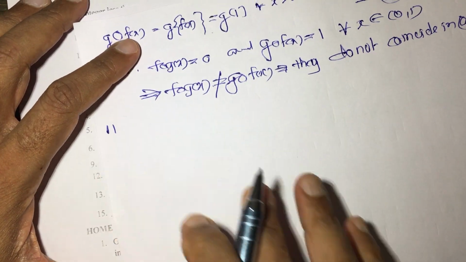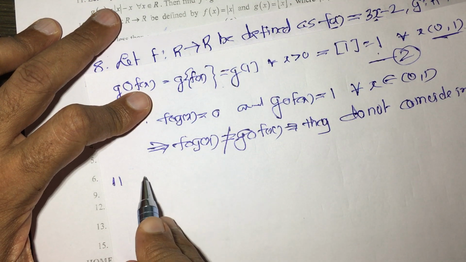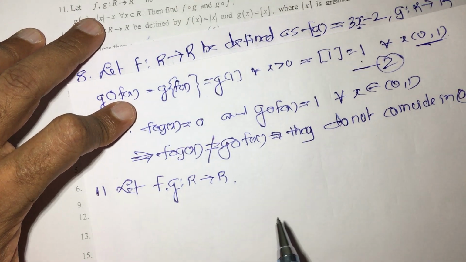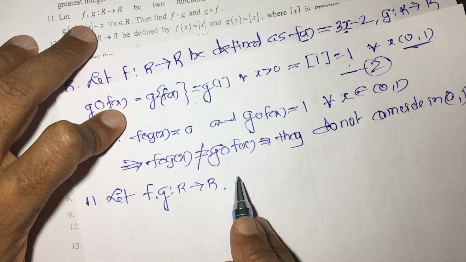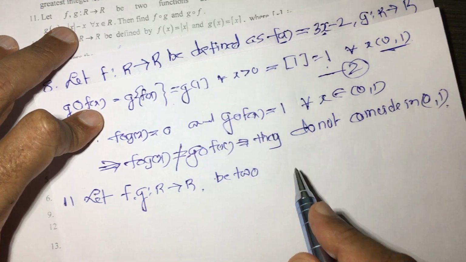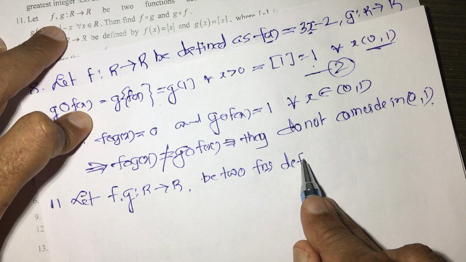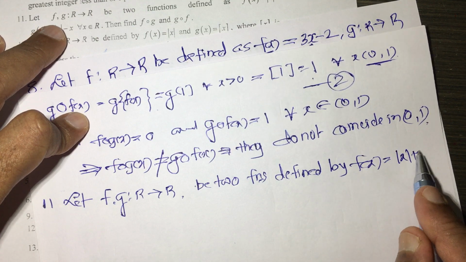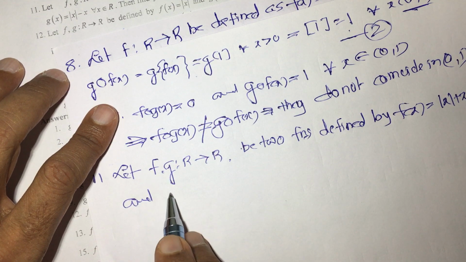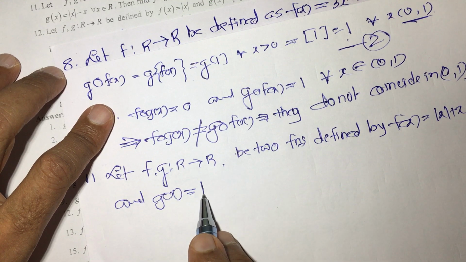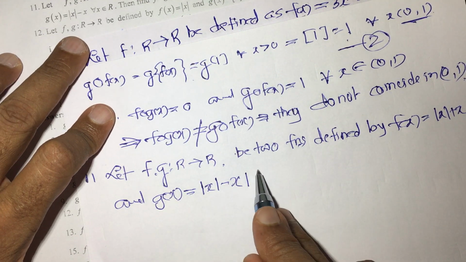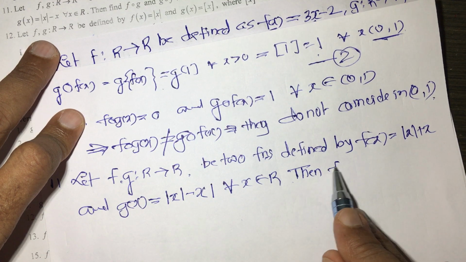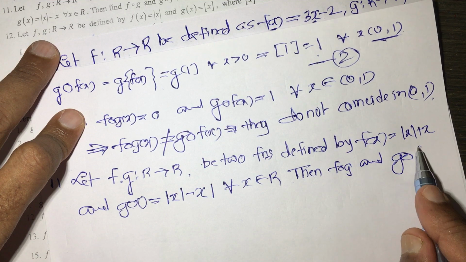Next is the 11th example. Let f and g be two functions from R to R defined by f of x equal to mod x plus x and g of x equal to mod x minus x for all x belongs to R. Then find f composite g and g composite f.